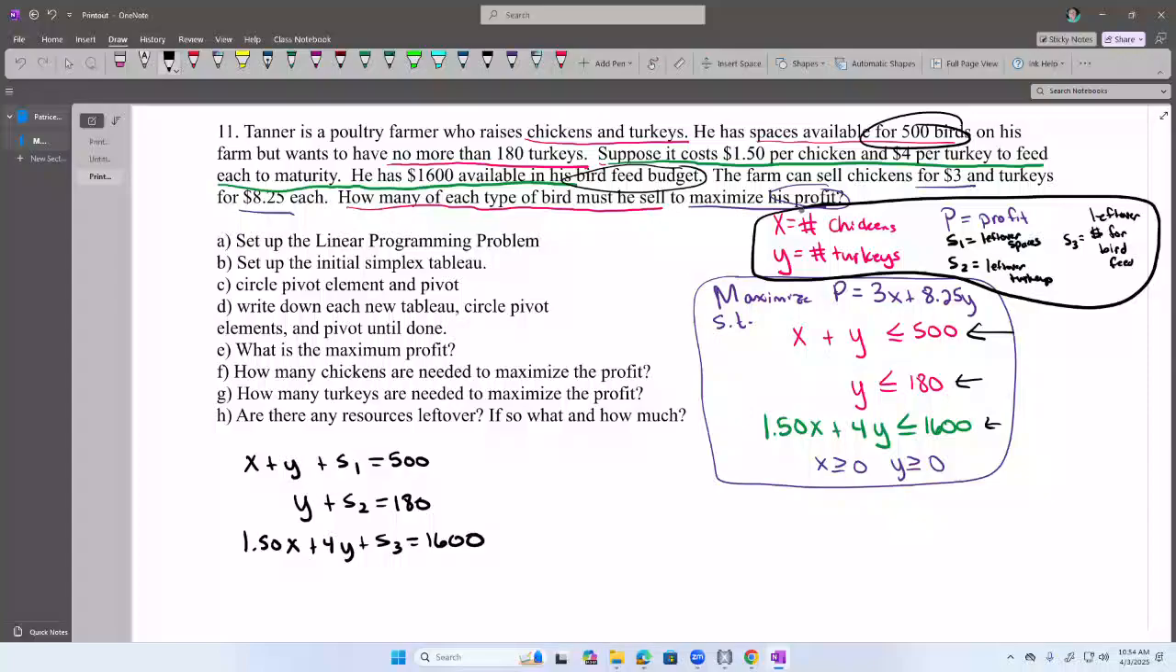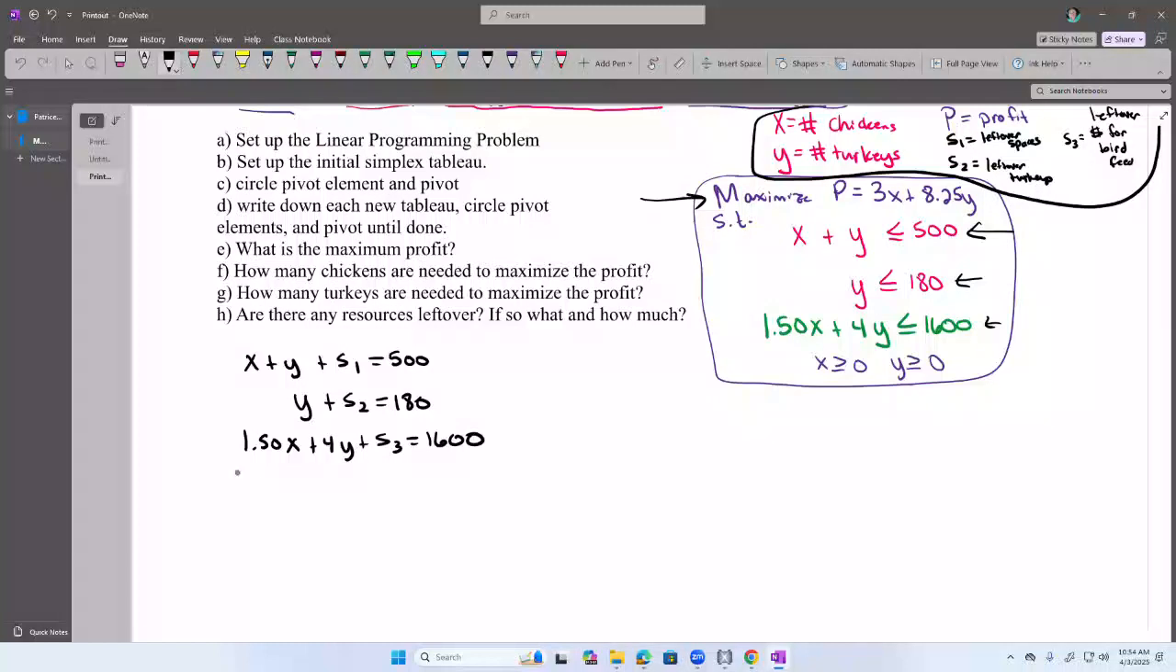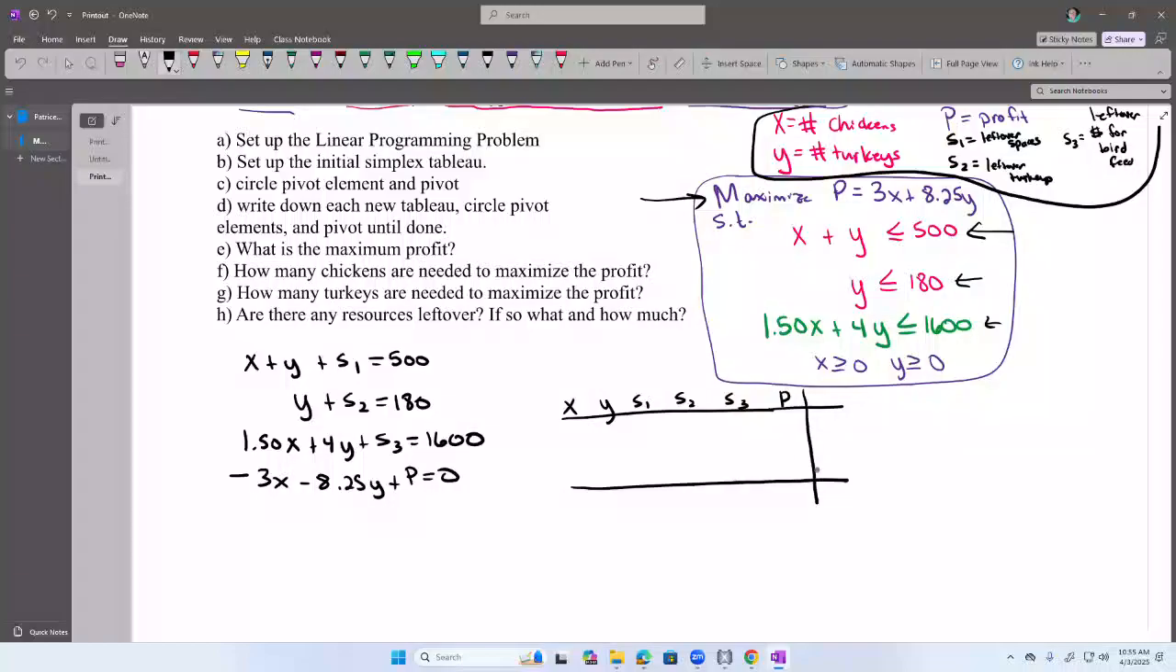Okay, after we rewrite them with slack variables, we are then going to move everything to the left of our objective function here. So I'm going to have negative 3x minus 8.25y plus p equals 0. Now I'm able to put this into a tableau. So I'm going to have x, y, s1, s2, s3, p, and then my constants. My objective function is going to go below the very bottom horizontal line. And then the 3 equations will go in the middle.